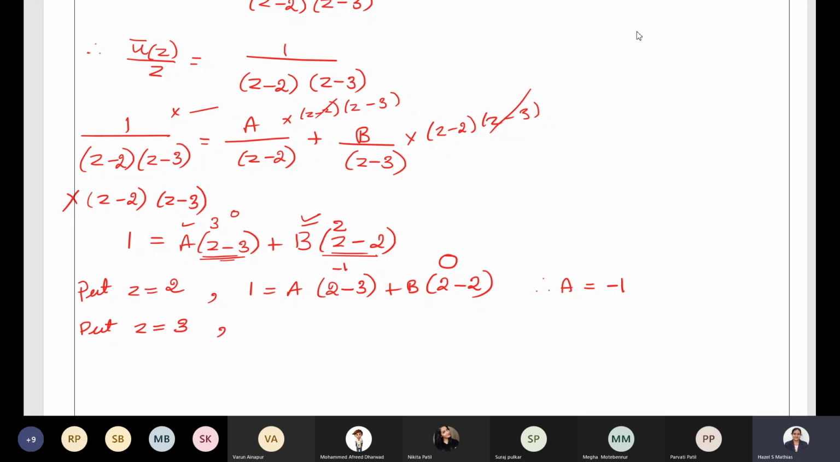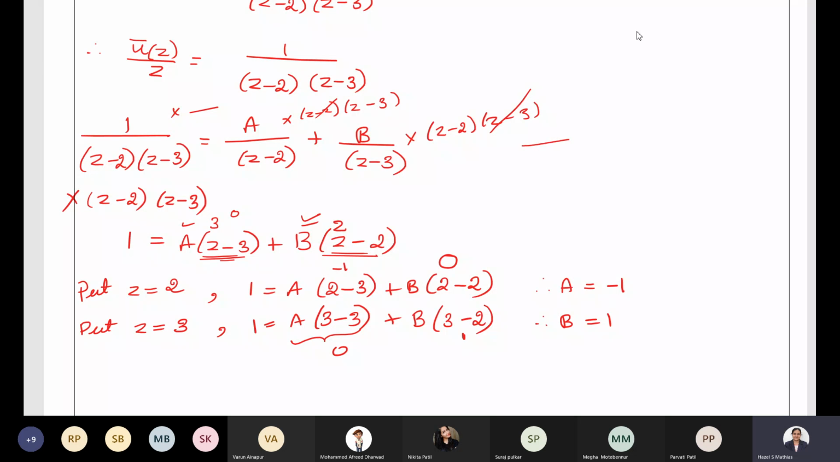When we put z equal to 3, what happens? 1 equals a into 3 minus 3, which is 0, plus b into 3 minus 2. So this term is going to be 0. 3 minus 2 is 1. So what is the value of b? Am I correct? Yes. Okay.